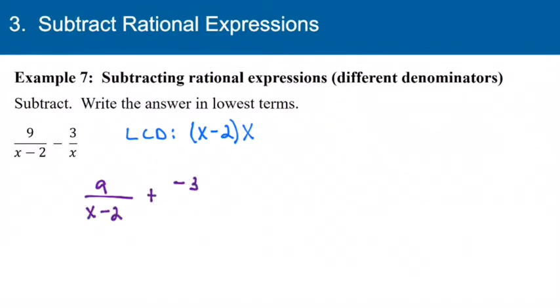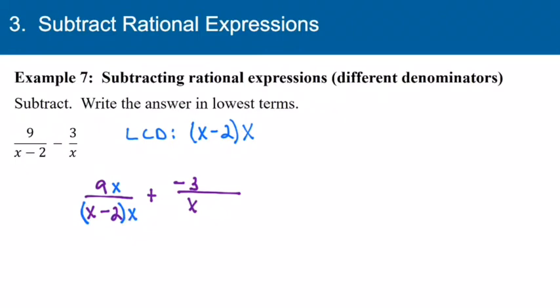So we'll have 9 over x minus 2 plus negative 3 over x. See how we just changed from subtraction form to addition form. And now let's work on our common denominator. This denominator is x minus 2. In order to make it look like this, we need to multiply it by x. So we'll multiply top and bottom by x. Notice the parentheses. The parentheses here are required. They are very necessary to show that the whole denominator is getting multiplied by x.